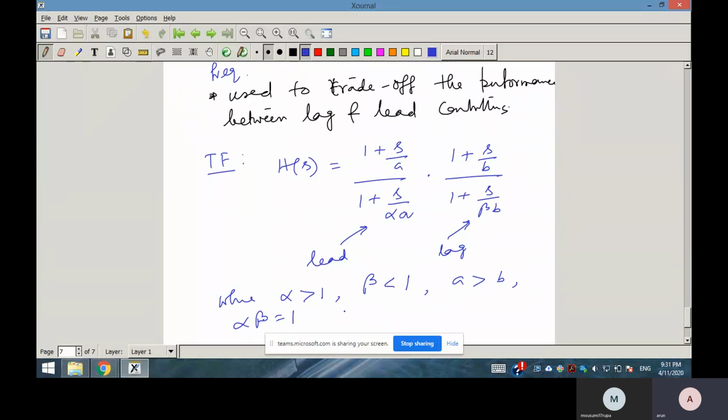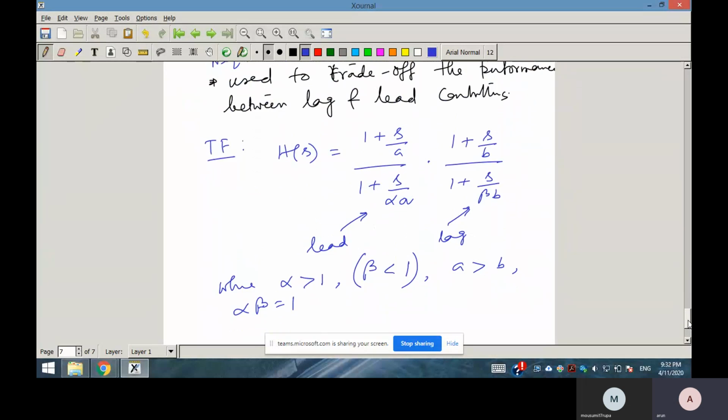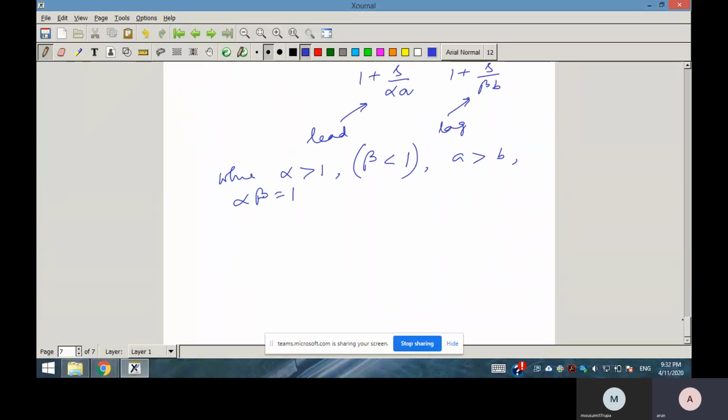Anyway, it is a normalized controller. So instead of taking alpha and beta differently, we will consider alpha beta equal to 1, so that if alpha is greater than 1, automatically beta will be less than 1. That can be guaranteed. So you need not specify beta less than 1, because it will automatically be satisfied. Now why I have assumed a greater than b, that is the important thing. Before that, I will quickly draw the pole zero map.